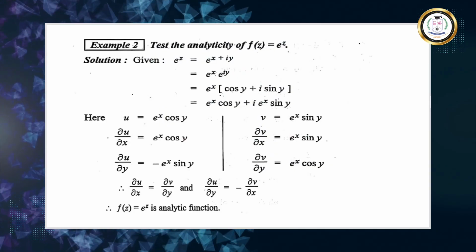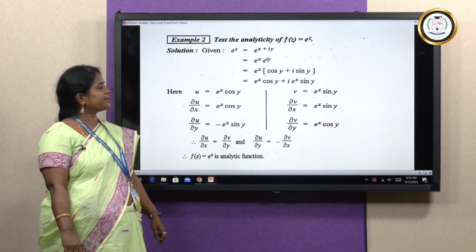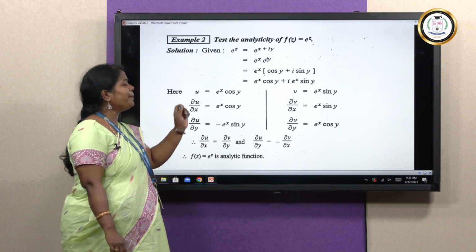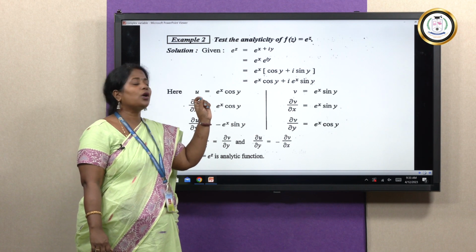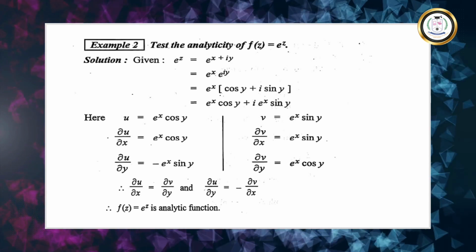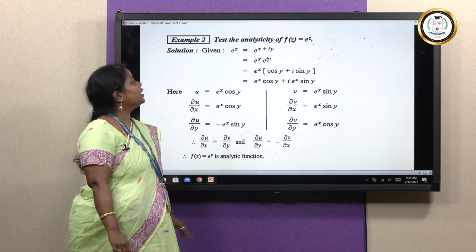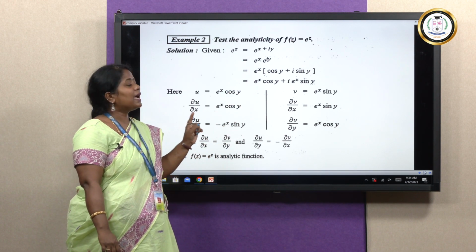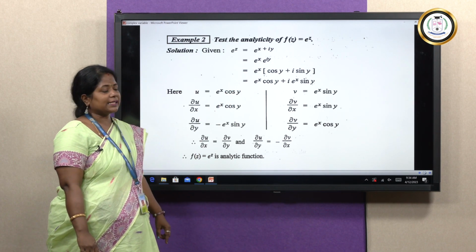Now let us check one more analyticity, for the function f of z is equal to e power z, an exponential function. e power z can be written in the form e power x plus iy because z is equal to x plus iy. When the bases are the same, we can add the powers. Using that formula, we split it as e power x into e power iy. We know that e power i theta is equal to cos theta plus i sin theta. So e power iy is equal to cos y plus i sin y.